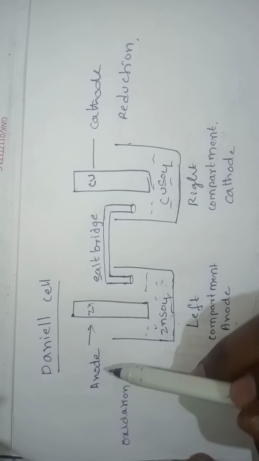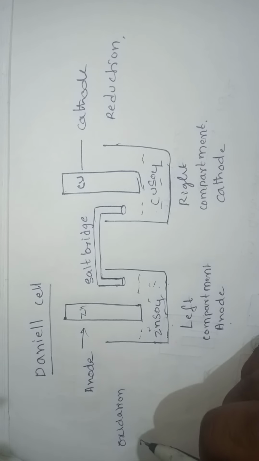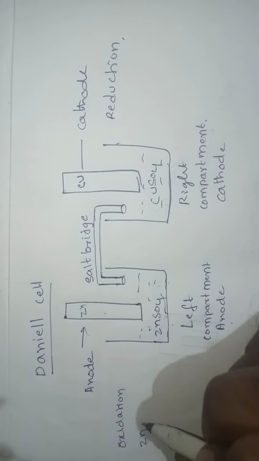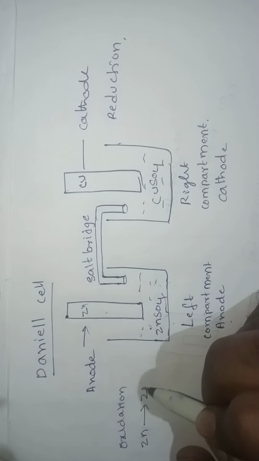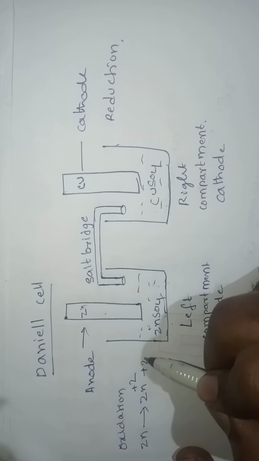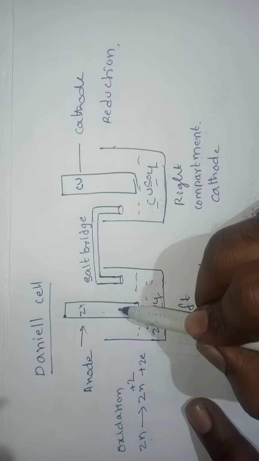Now let us see what is happening at the anode. At the anode, oxidation reactions take place. Oxidation means here the zinc metal rod, the electrode, zinc loses 2 electrons and is converted to Zn2+ and 2 electrons. So this reaction takes place at the anode.